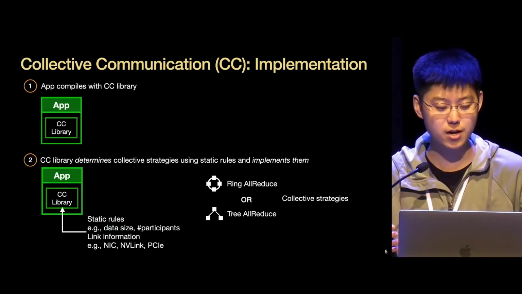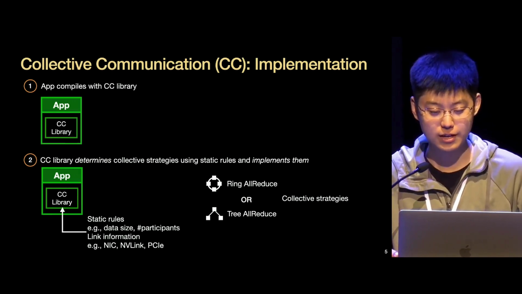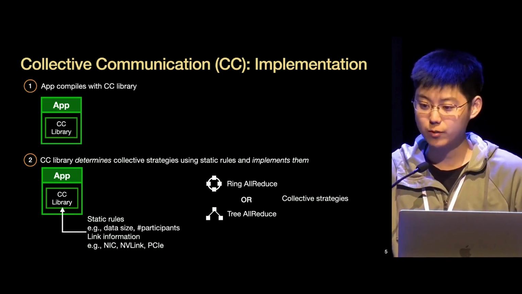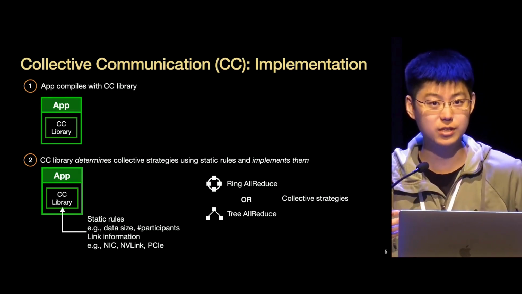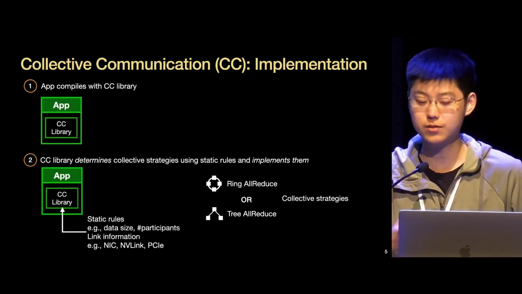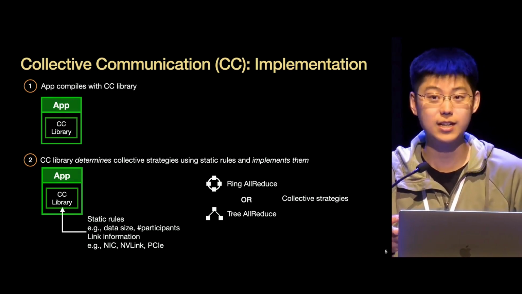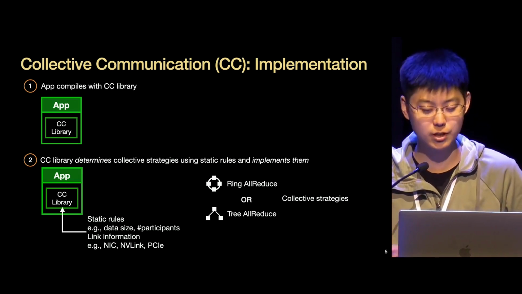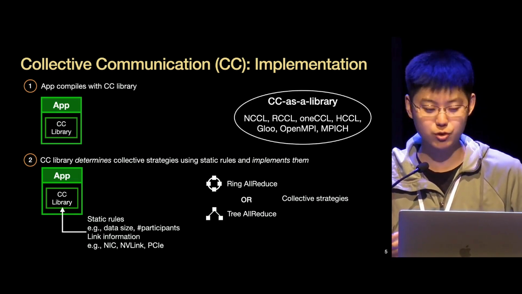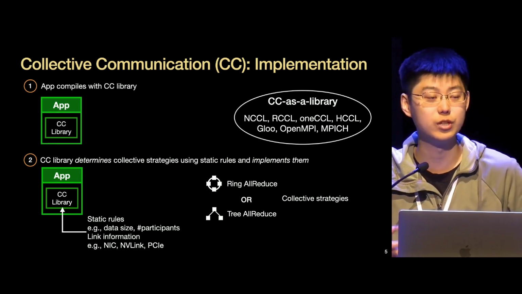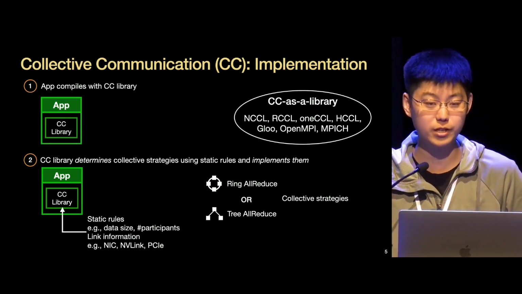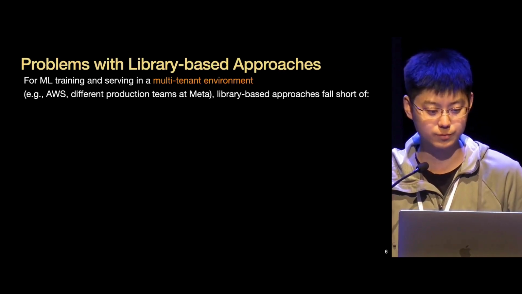Let's first take a look at how applications use collective communication today. At compile time, the application just links with a collective communication library. At runtime, the collective communication library determines collective strategies, for instance, whether to use a ring or tree-based algorithm. And this decision is based on some static rules like data sizes, number of GPUs, and type of links between GPUs, like NVLink or PCIe. And to our knowledge, all existing use cases for collective communication fall into this library-based, heuristic, or static rule-based approach, including NCCL for NVIDIA GPUs and RCCL for AMD GPUs.